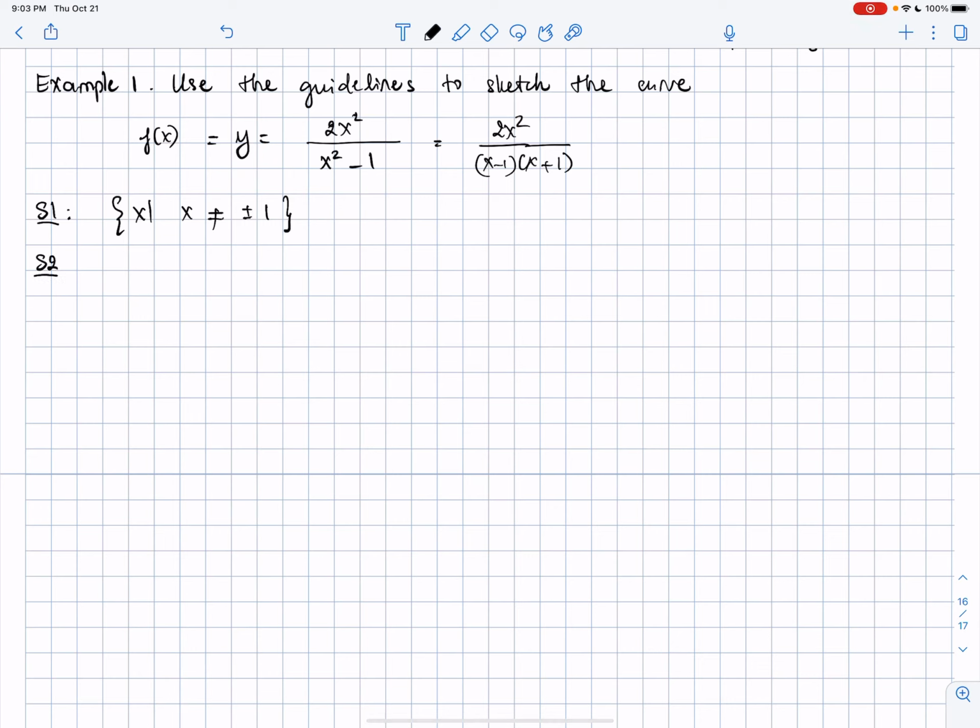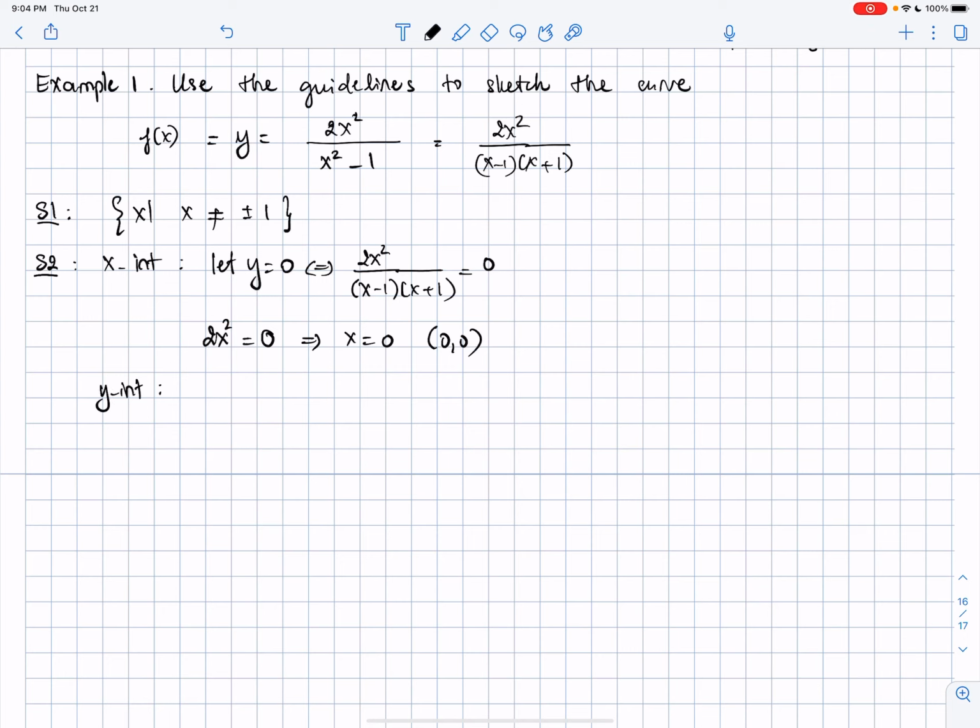Step number 2, we find the intercepts. First of all, the x-intercept: we let y equal 0. That means 2x squared over x minus 1 times x plus 1 equals 0. For a fraction to equal 0, the top has to be 0. It means that x equals 0. Then we got the point (0, 0) as the x-intercept.